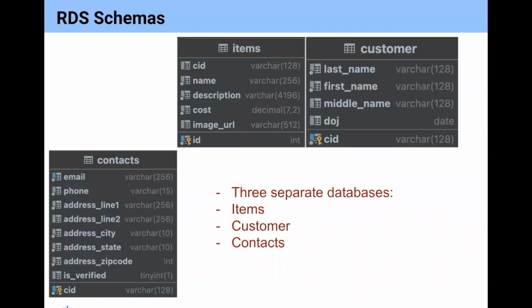So we have three separate databases to service our application. One is the contacts database, which has all the contact information. One is the items database, which has the information of all the items. And then we have the customer database, which has all the customer information.